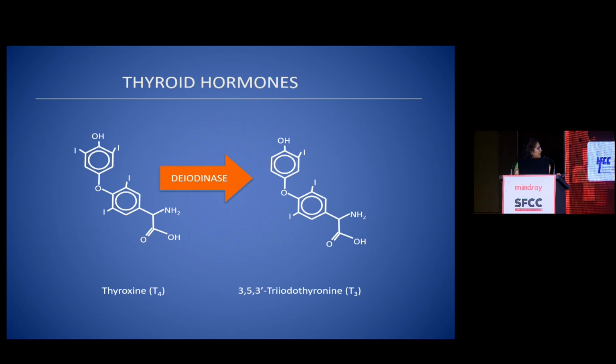3,5,3 prime is triiodothyronine, T3, and 3 prime, 5 prime, 3 becomes reverse T3, which Dr. Sain was talking about in the morning, which increases in euthyroid sick syndrome. And this reaction is very important, in that when deiodinase is inhibited by steroids, the T4 is not converted to T3. So this is the clinically relevant point which I wanted to stress upon.